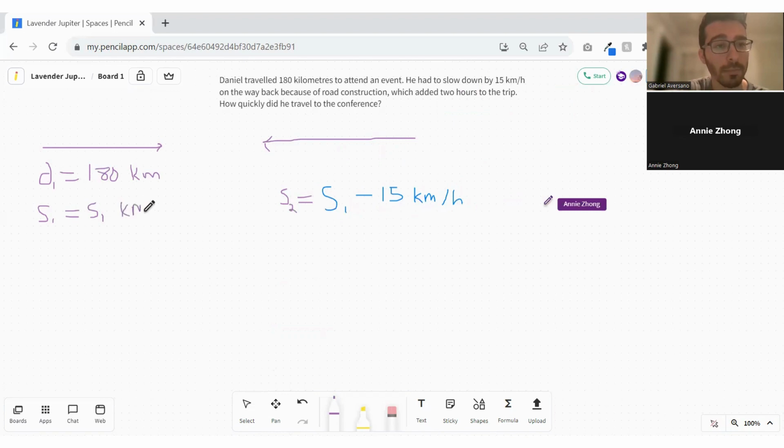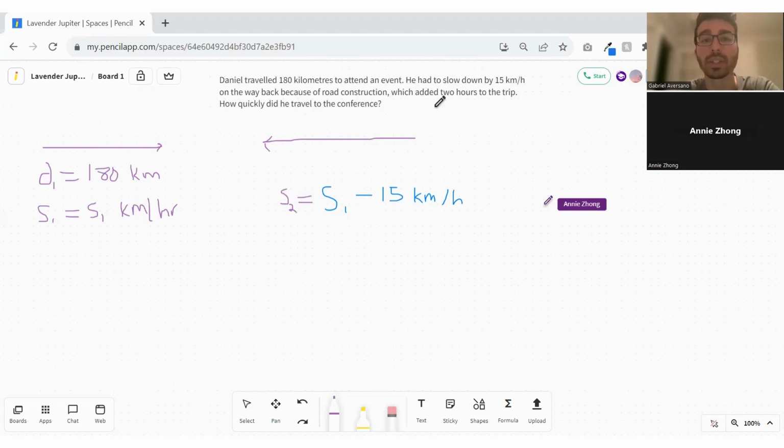Let me write it here. We're going to subtract 15 to figure out how fast he was going on the way home. The reason this is important is that you're going to find we have lots and lots of variables, but for every variable you have, you need an equation to be able to solve it. So by writing S2 as S1 minus 15, we don't have to worry about S2 anymore. We can just think of it in terms of S1.